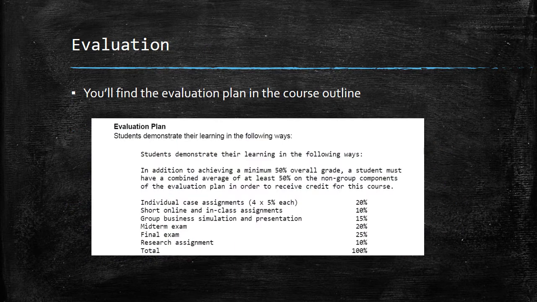The evaluation plan for each course is located on the course outline. So this is the evaluation plan for the Business Fundamentals course that we're working with. You'll see that there's a variety of evaluation tools being used: case studies, tests, research assignments, and presentations. And each of them has a pre-assigned value. As instructors, we can't change this evaluation plan. It's consistent across all of the sections of the courses.